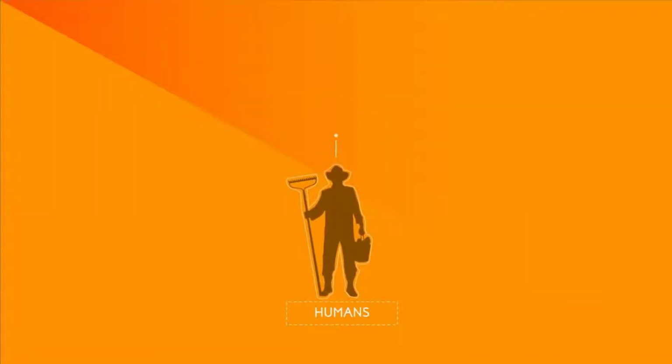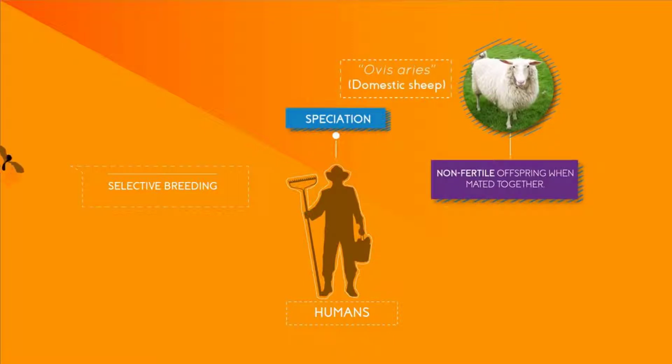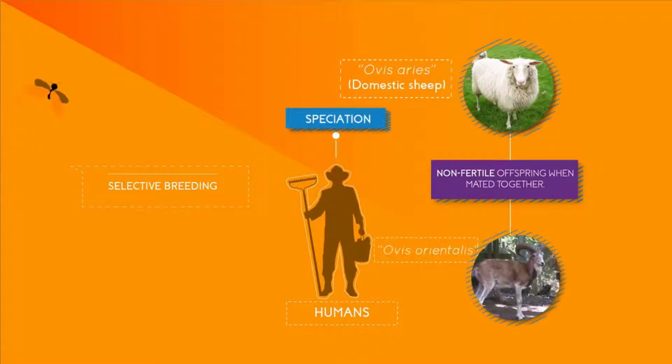Human beings can directly influence or even potentially cause speciation. A program of selective breeding of livestock over several years led to the creation of now domestic sheep, Ovis aries, which is unable to produce fertile offspring when mated with Ovis orientalis, the species from which it is descended.